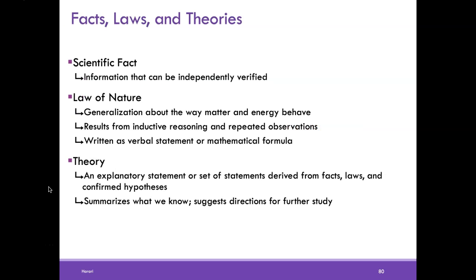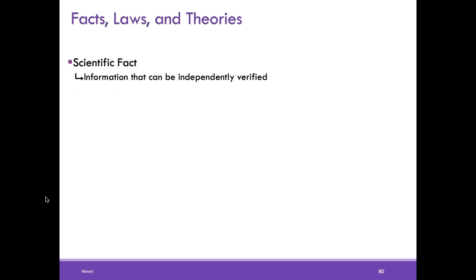Finally, I want to conclude with a couple of differentiations between what a fact is, a law, and a theory. So a scientific fact is pretty simple. A scientific fact is information that can be independently verified by any trained person. So for example, the fact that an iron deficiency leads to anemia. That's a fact. Right? So cause and effect.